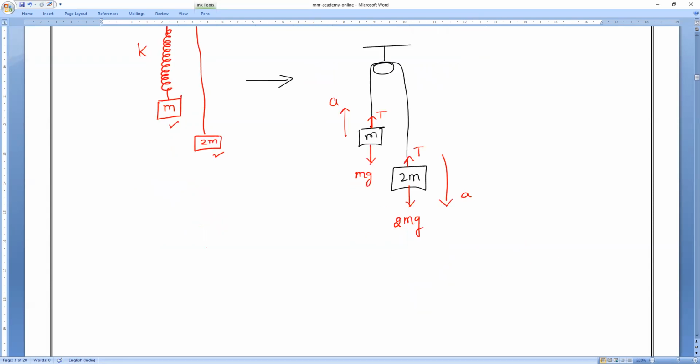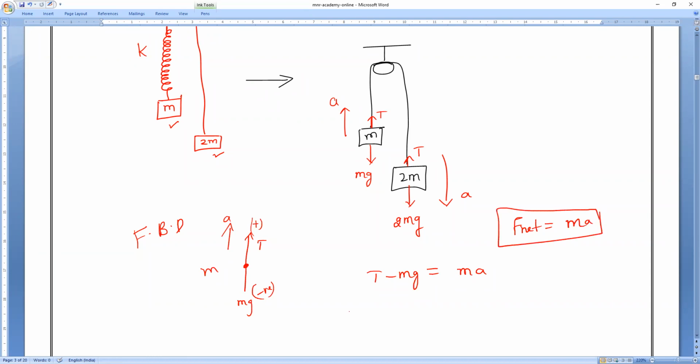Then draw the FBDs, the free body diagrams for both bodies. First body M: upward is tension, downward is mg. As acceleration is upward, this is positive and this is negative. So the equation is T minus mg equals ma. Am I right or wrong, all of you? Net force is equal to m into a.